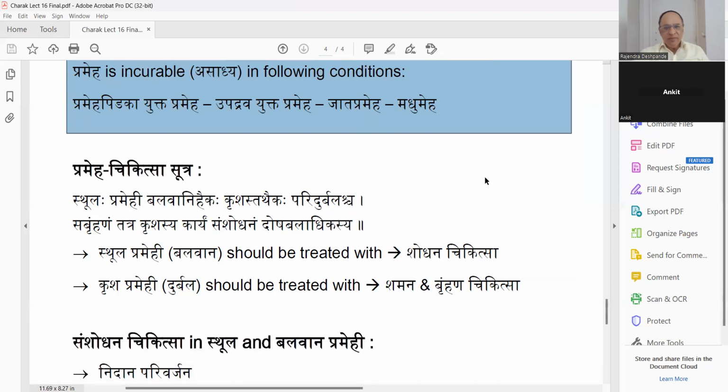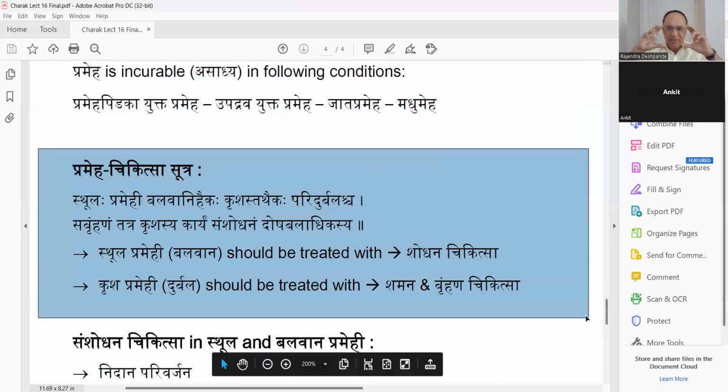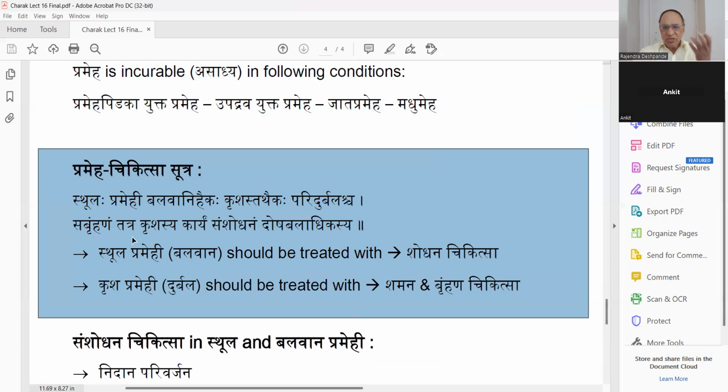Now, the most important thing of today's lecture is this Prameha Chikitsa Sutra, the basic management principle. स्थूल प्रमेहि बलवान हैकः कृशस्तथैकः परिदुर्बलश्च संब्रूहणं तत्र कृशस्य कार्यं संशोधनं दोष बलादिकस्य. So basically Pramehi patients are of two types. One is Sthula Pramehi, strong and stout. Sthula Pramehi, that is Balavan Pramehi.